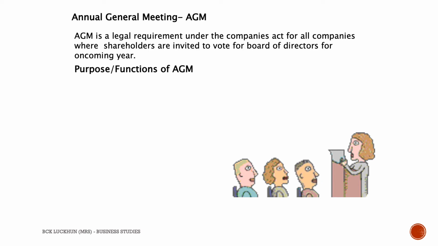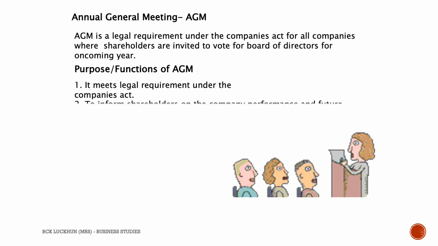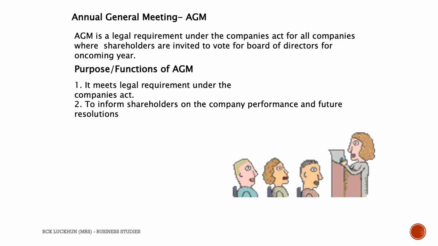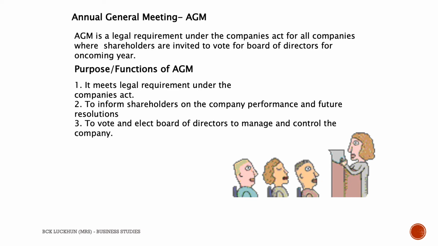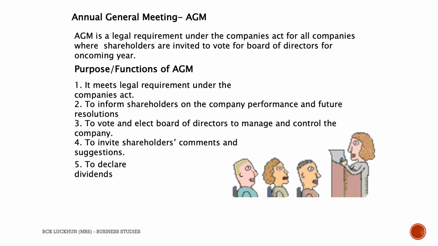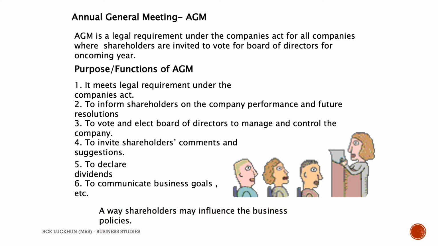The purpose and functions of the AGM are: it meets the legal requirements under the Companies Act. The purpose of the AGM is to inform shareholders on the company performance and future resolutions, to vote and elect the board of directors to manage and control the company, to invite shareholders' comments and suggestions, to declare dividends, and to communicate business goals. A way shareholders may influence the business policy is through the AGM.